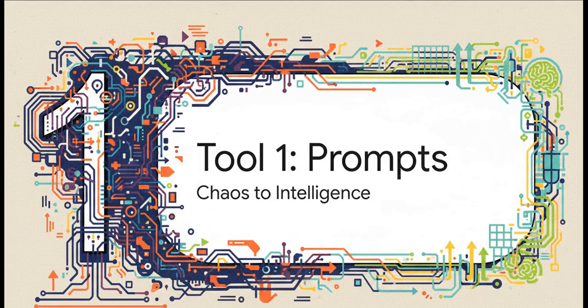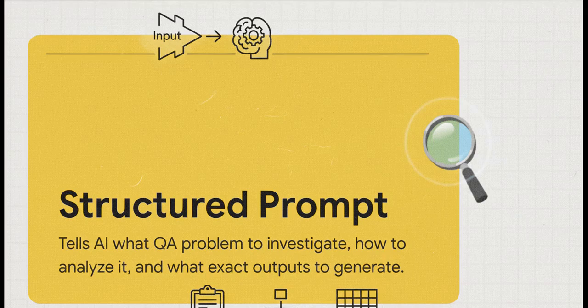Okay, tool number 1. And this right here is the foundation for everything else we're about to cover. It's the structured prompt. This is how we start turning all of that chaos into clear, actionable intelligence. So what exactly is a structured prompt? Well, think of it as a really precise command. You're not just asking some vague question. You're telling the AI exactly what to look into, how to analyze it, and this is the most important part, the exact format you want the answer in. The goal is simple, no more guesswork.